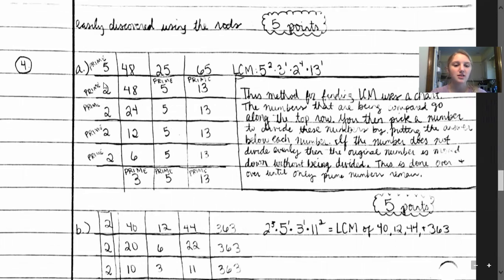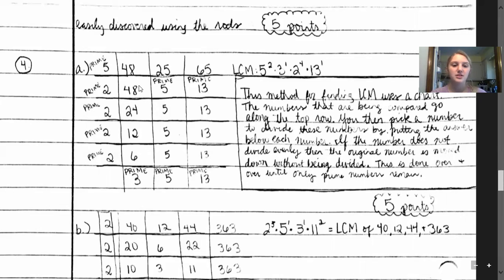So you would make this chart like so. You put 48, 25, and 65 on the top, and then you would pick a prime number to divide them by. So 5. 5 does not divide evenly into 48, so you bring 48 down. It does divide evenly into 25 and becomes 5, and it also divides evenly into 65 and becomes 13. 5 and 13 are prime numbers, so we don't try to divide them anymore.